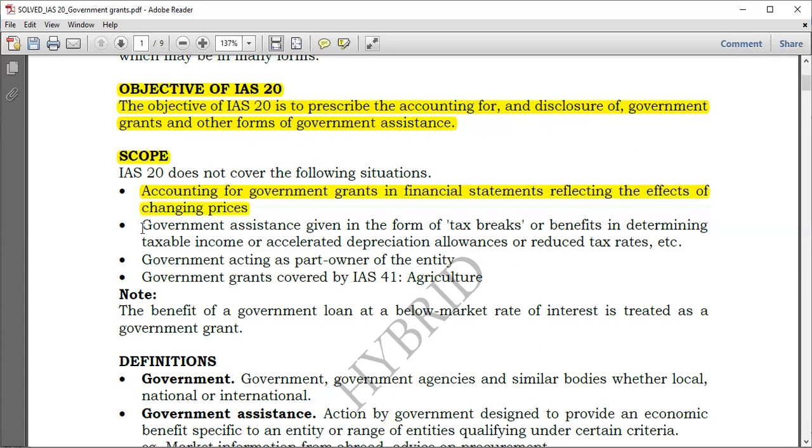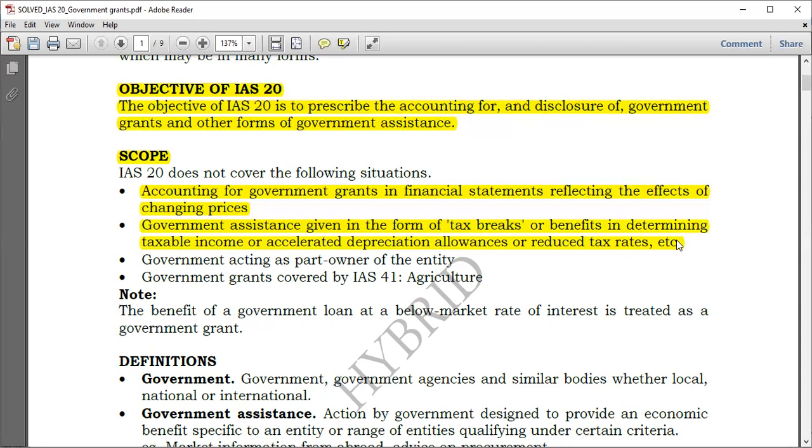Government assistance given in the form of tax breaks. Let's say the government gives a tax break, maybe don't pay tax for 6 months or something like that. That one is not accounted for here. The same applies to benefits in determining taxable income, accelerated depreciation allowances, or reduced tax rates. Things like these relate to fiscal policies, so they would not be involved under IAS 20.